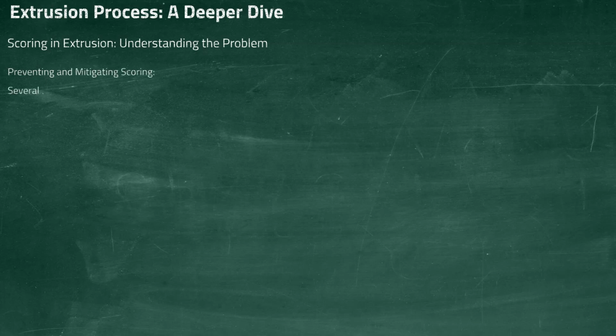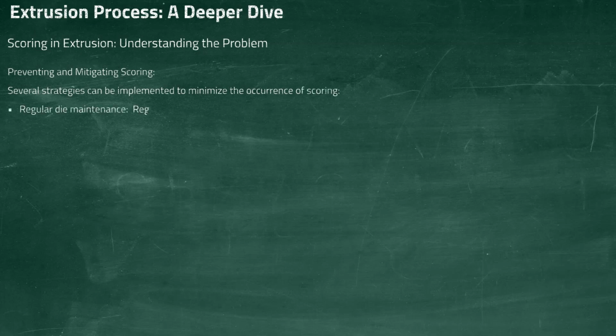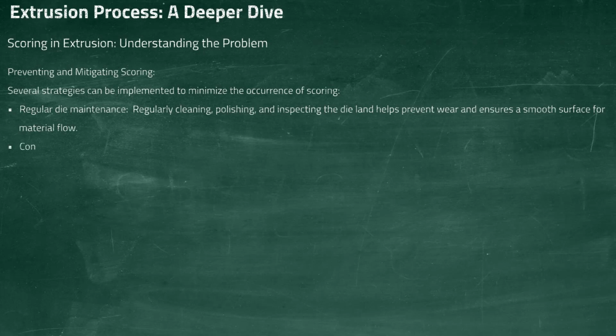Preventing and mitigating scoring. Several strategies can be implemented to minimize the occurrence of scoring. Regular die maintenance: regularly cleaning, polishing, and inspecting the die land helps prevent wear and ensures a smooth surface for material flow. Controlling process parameters.